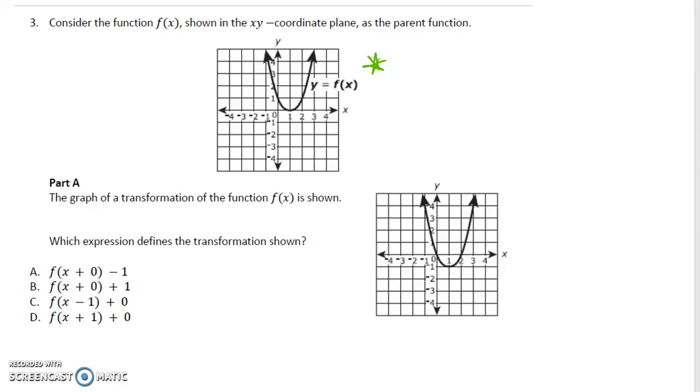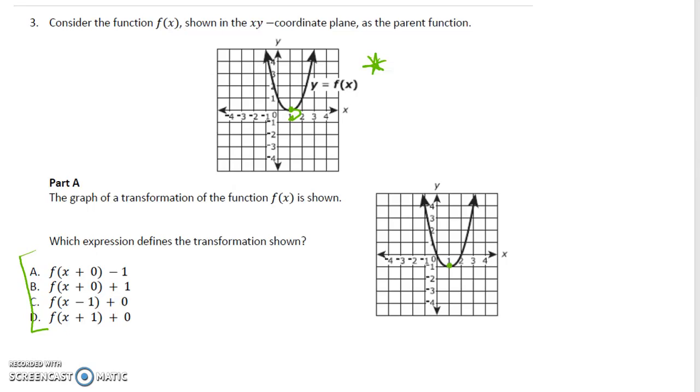I want you to go ahead and just pause. Take a look at this vertex. What is happening with that vertex? All right, so take a moment to just pause, check out these different expressions. Which one is going to define that movement? So the movement that's happening is it is shifting down one position.